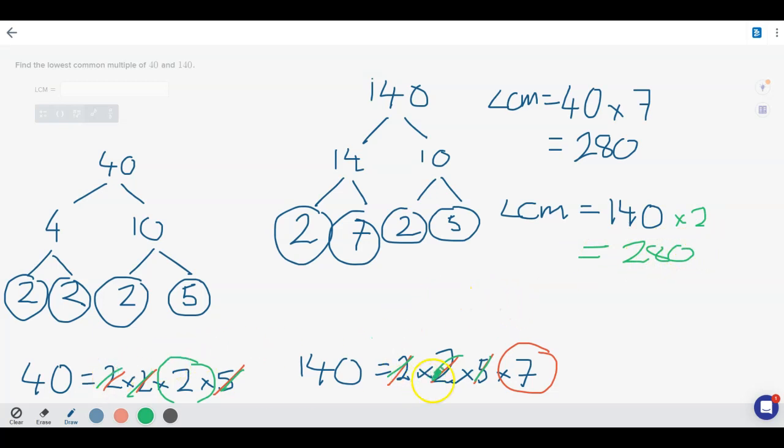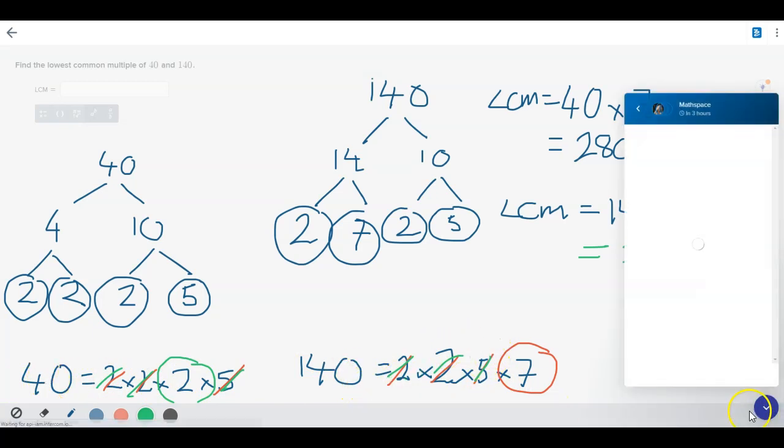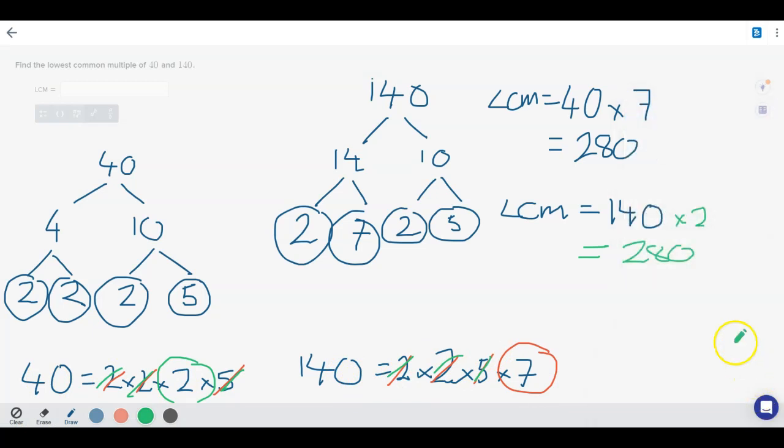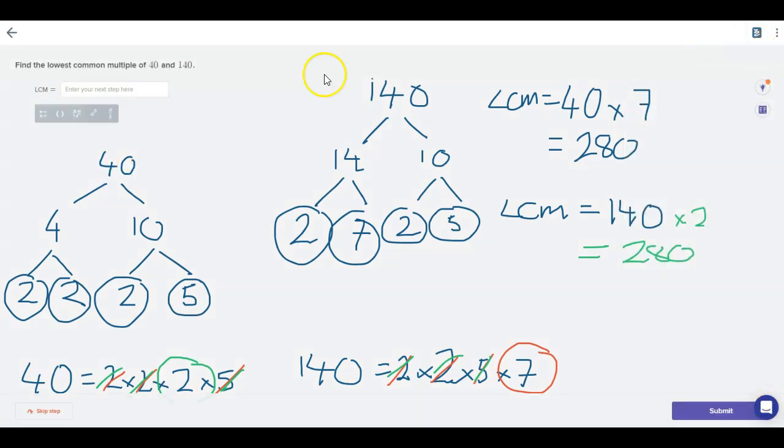If I have my prime factors, I can find which prime factors are not being used in the other list and multiply them by the number that I'm looking at, in this case 140. Let's see if that is correct. So we're putting 280 in, and we're going to submit that, and there we go, we got it right.